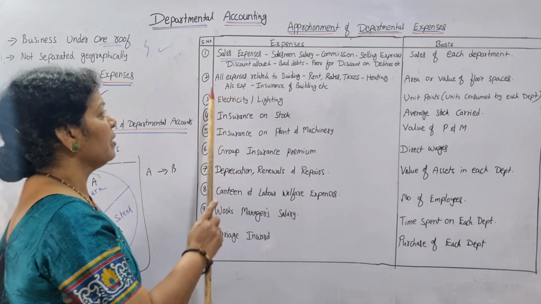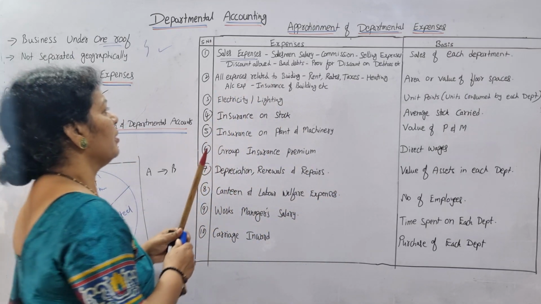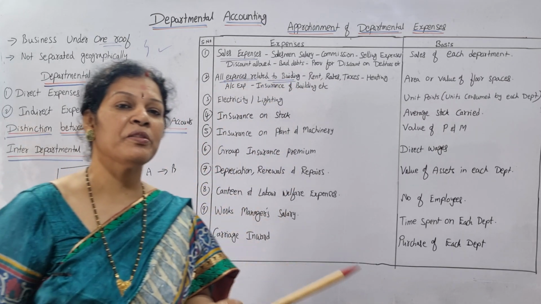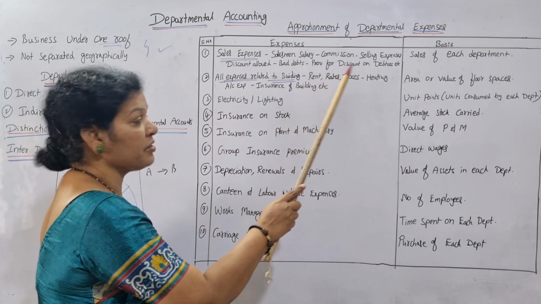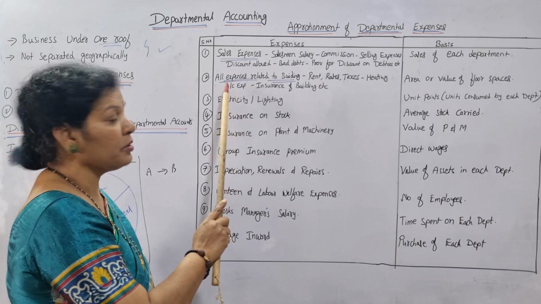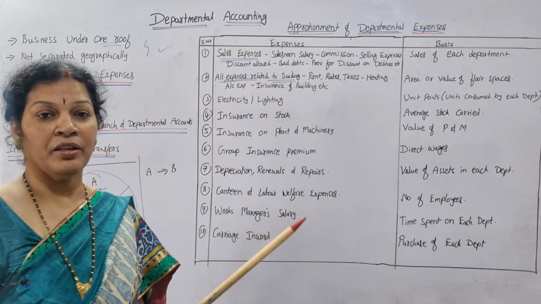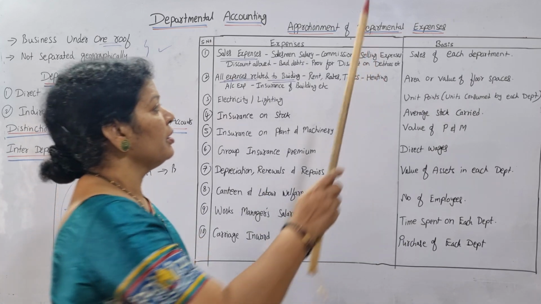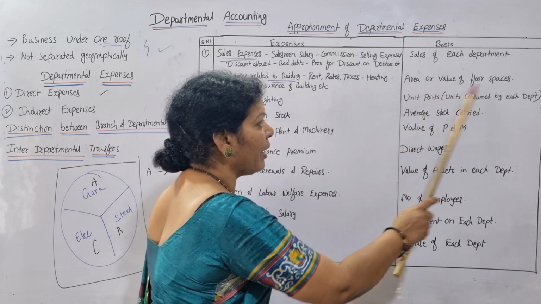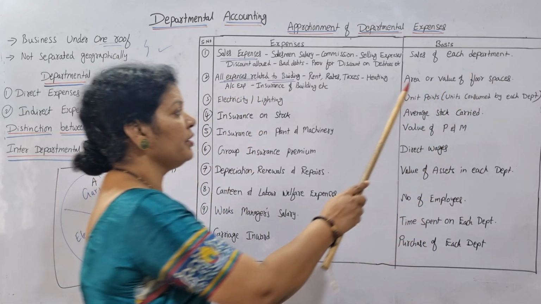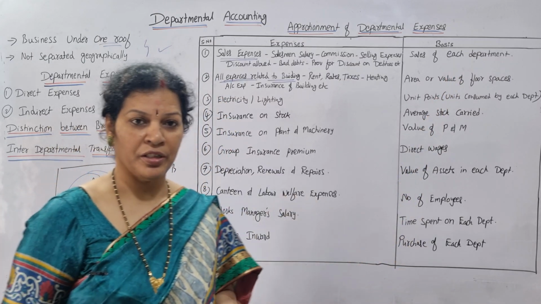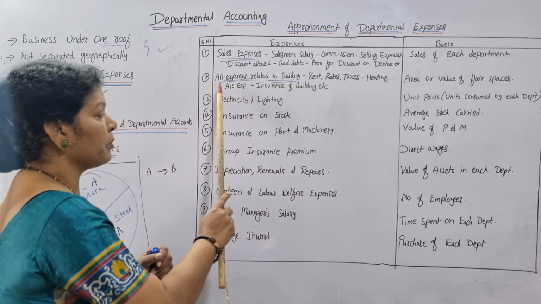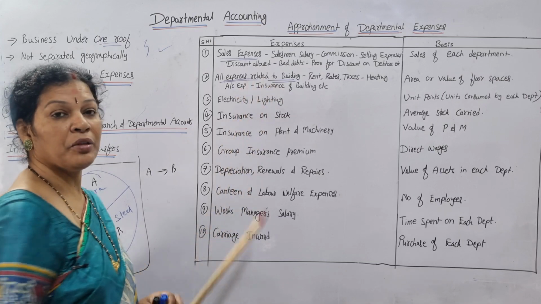Able to remember? Second one, all expenses related to building. What kind of expenses are related to building? Rent, rates, taxes, heating, AC expenses, insurance of building, etc. All these things are related to the building only. In such cases, how do we apportion the allocation? This depends on the area or value of floor spaces. How much area is occupied by department A? How many floors? We'll calculate that. According to that, we are going to apportion the expenses related to the building.